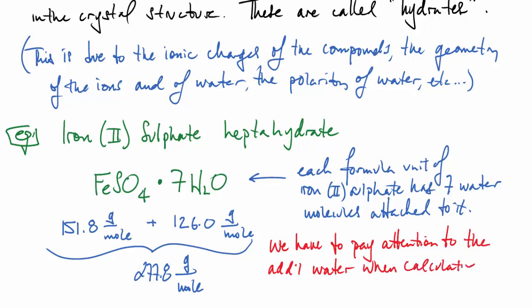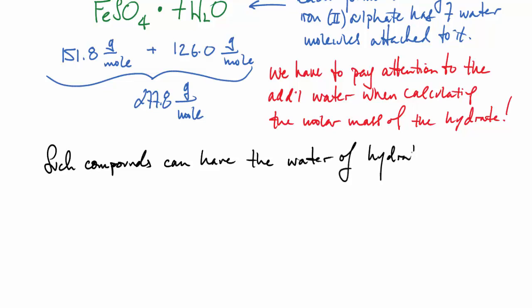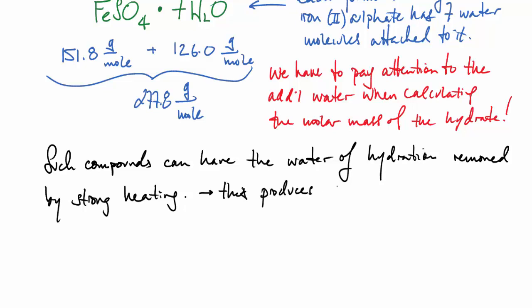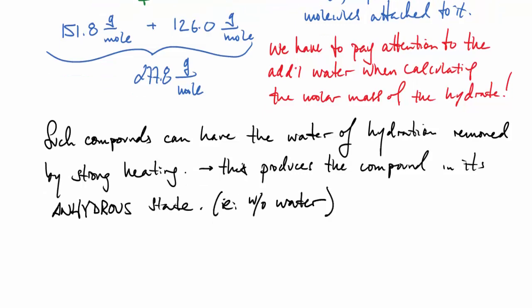You need to pay attention to that additional water when you calculate the molar masses so that if you're making solution, for example, you get the right amount of it to get the concentration that you want. Such compounds can have this water of hydration, these bound water molecules, removed by strong heating. And this produces the compound in what we call its anhydrous state. So anhydrous means without water.